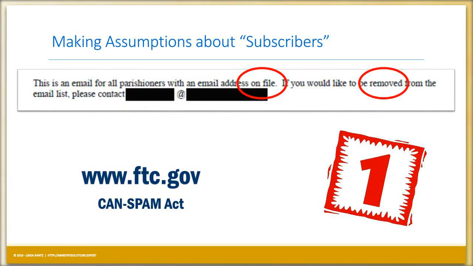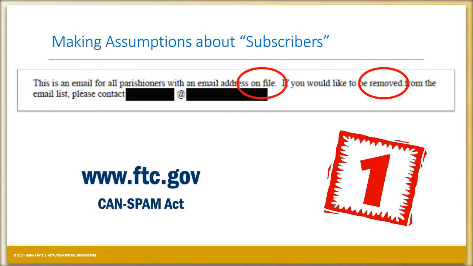Okay, so let's look at number 1. And I'm going to guess that you did not expect this. When you saw the example that I gave you, this was not what you expected to see as the number 1 item. This is the very last line of the email. And it says, this is an email for all parishioners with an email address on file. If you would like to be removed from the email list, please contact so-and-so. Okay, well, thank goodness they mention removing yourself, but I see a couple issues here.